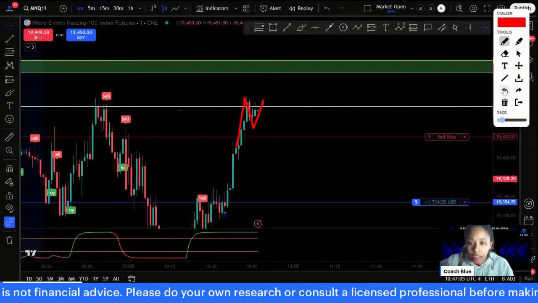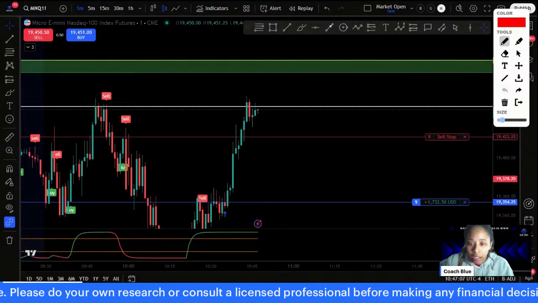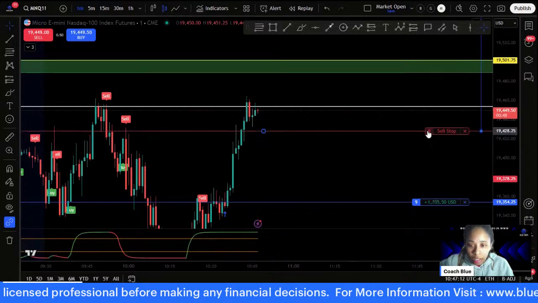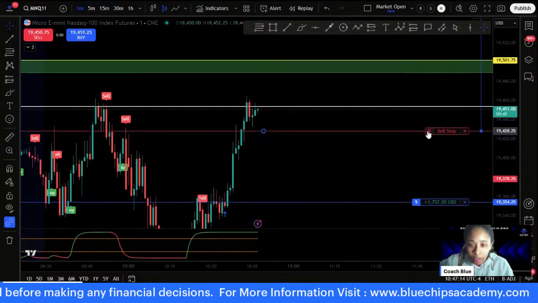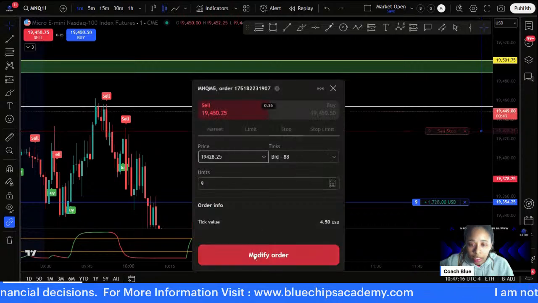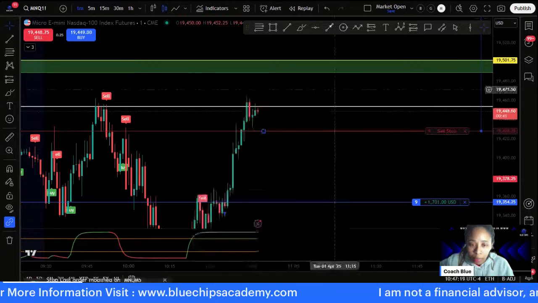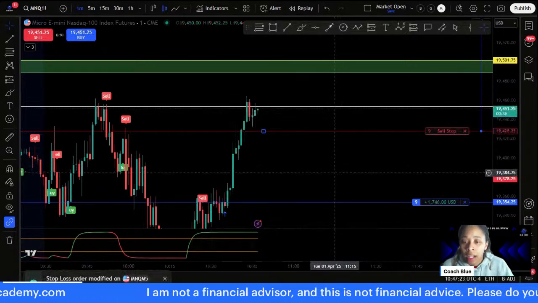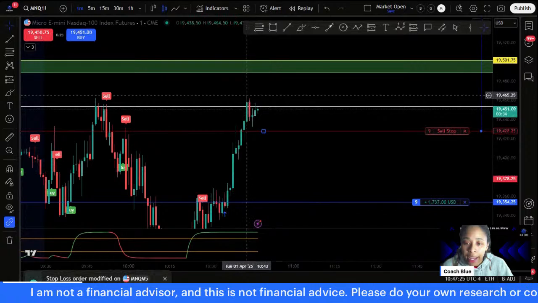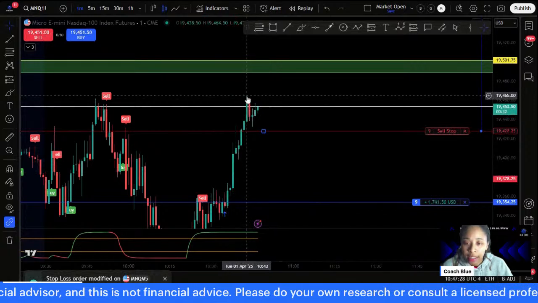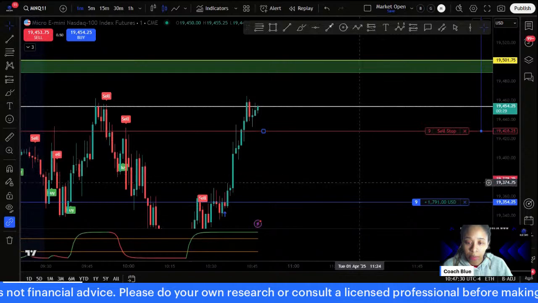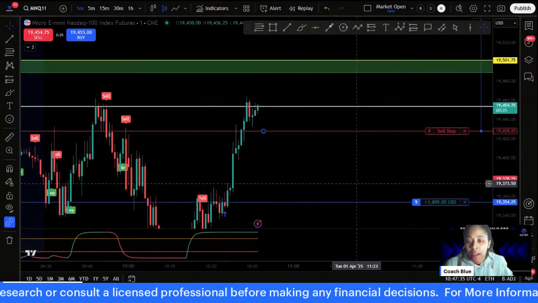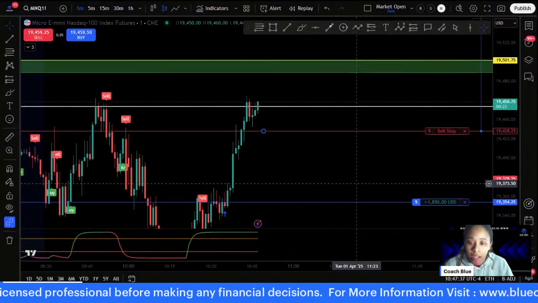Okay, so I'm going to go ahead and tighten up a little bit more on my stop loss, right? Because I see where it's trying to find support, which was right here. 19,428.25 is where I tightened up on my stop loss. Now let's see. If we break past this wick right here, guys, then that's a great sign. But if we don't, then we're probably reversing to the downside.